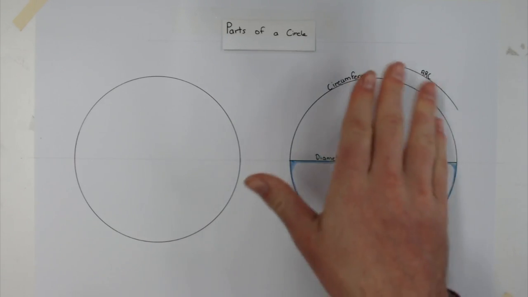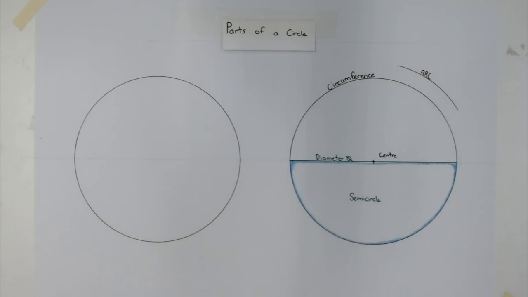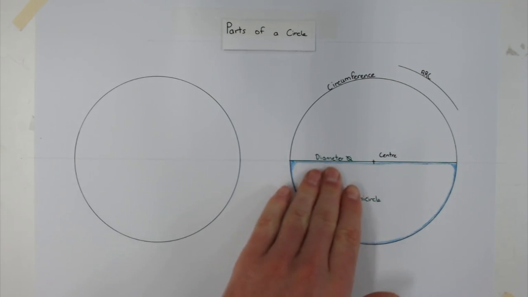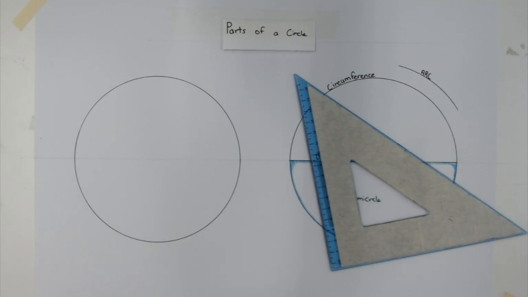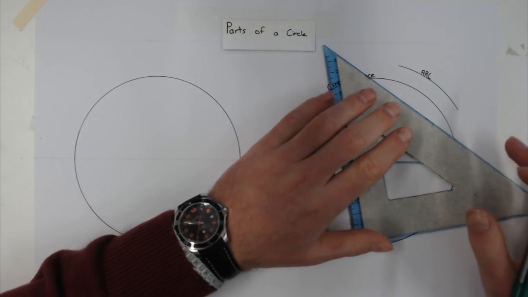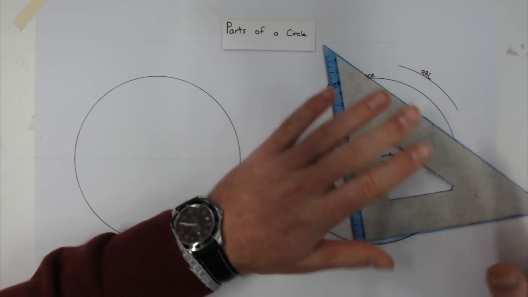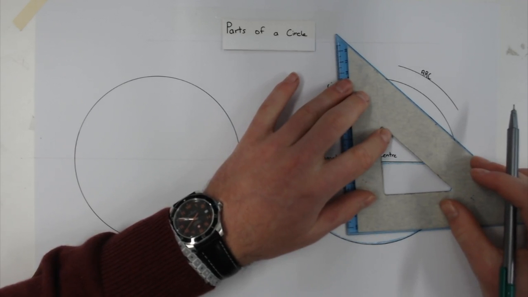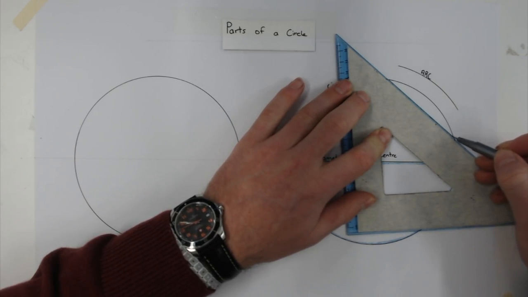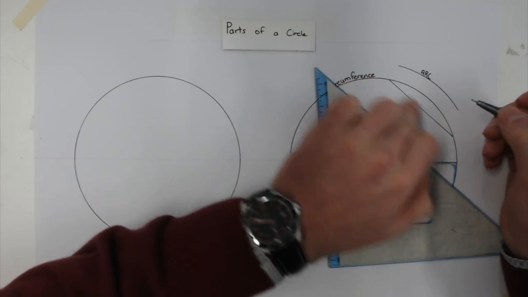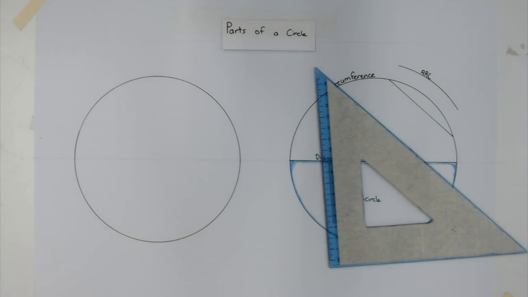Now there's one more part that I want to label on this particular one here, and it's that of a chord. So I mentioned the word chord earlier, and I said the diameter was a chord that passed through the center. So it's no longer just a chord because it passes through the center. Whereas a chord is a straight line that passes through any two points on the circumference. So we could pass it through here, draw a line across. We've got our two points on the circumference, and I'm going to label that a chord.